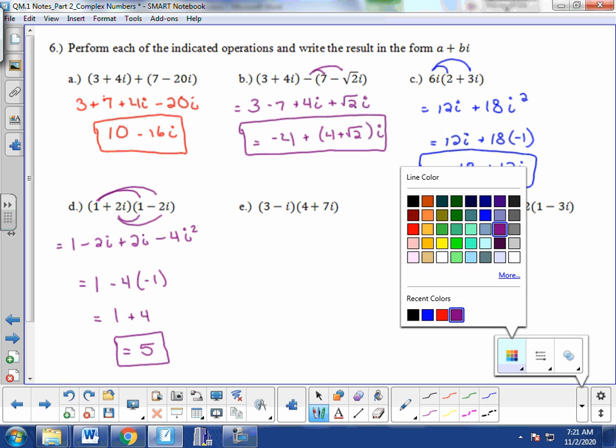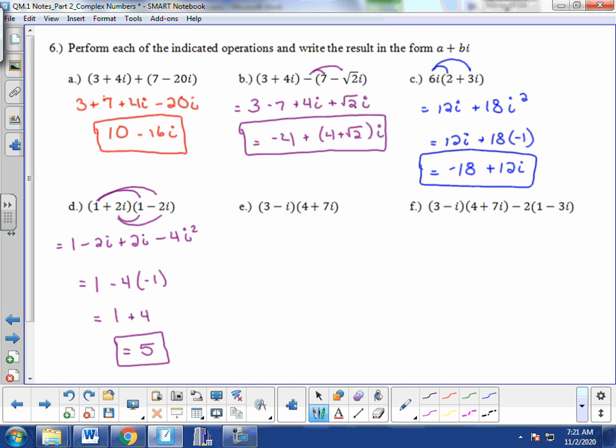If you get the concept, go ahead and pause the video and see if you can solve or simplify problem E.